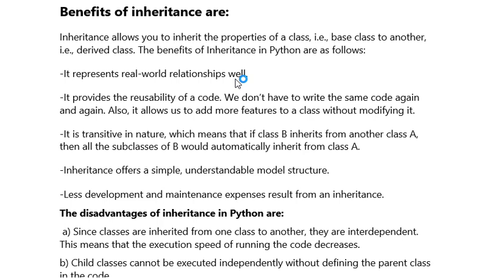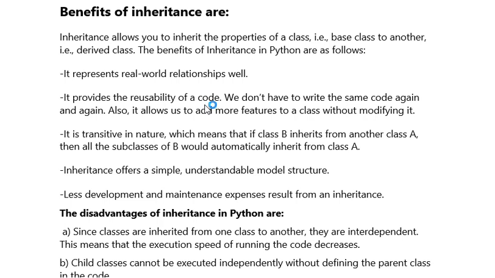So that is how inheritance works: the methods and properties which are there in the parent class go to the child class. In the child class also we can use the parent's methods and properties. This is a real-time example, the best example for inheritance. Next, it provides reusability of code. It is a very important benefit of using inheritance.